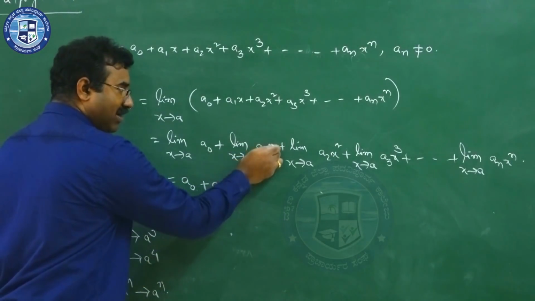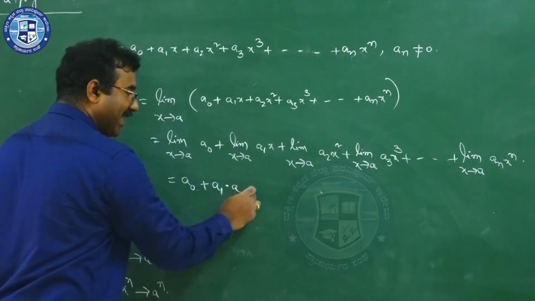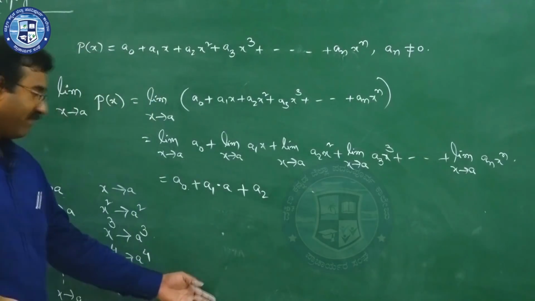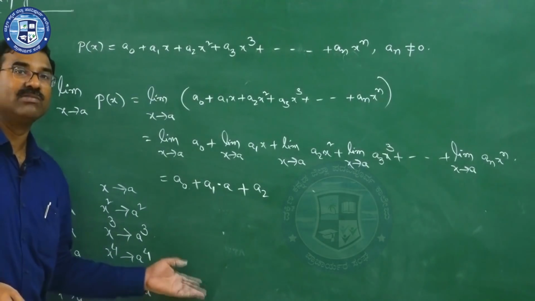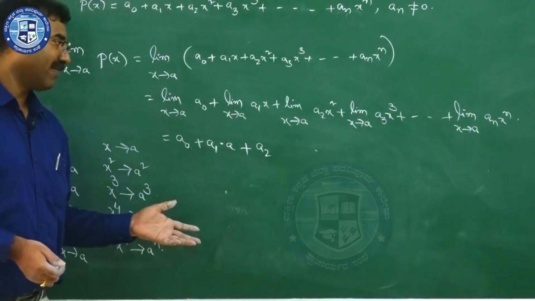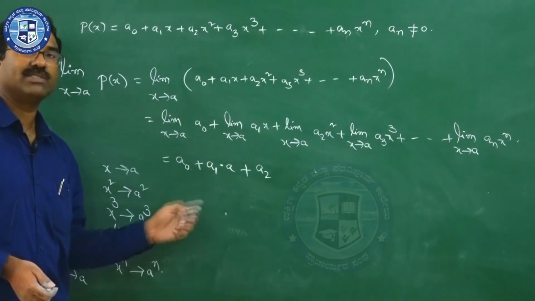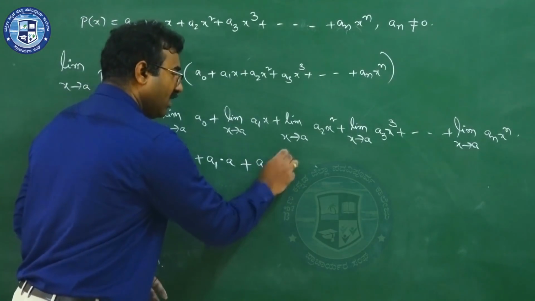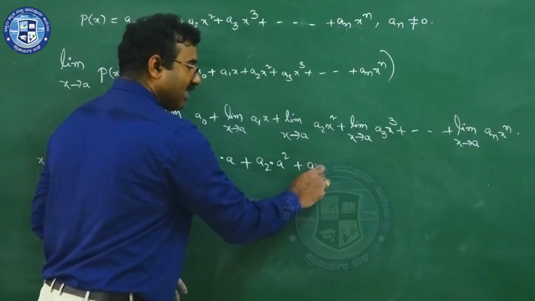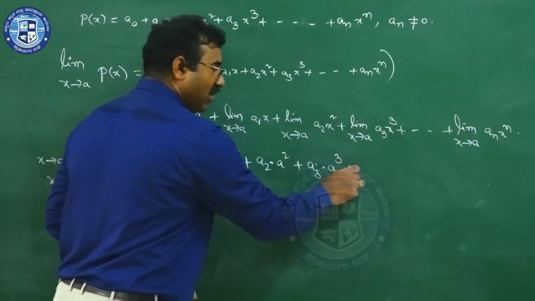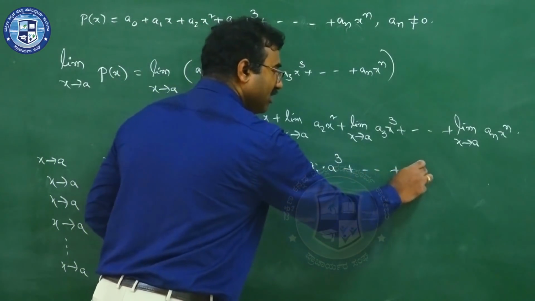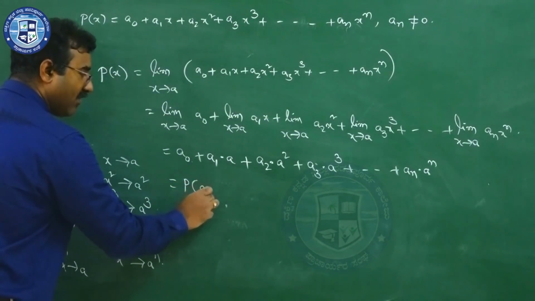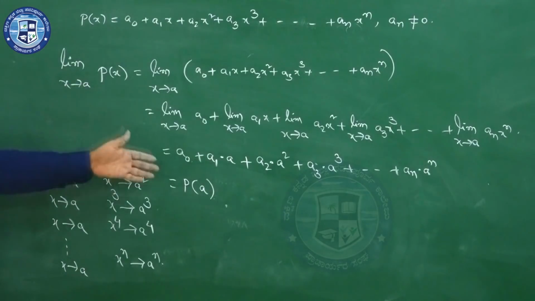Then when x is coming close to a, a1 is a constant, so we can write it outside, because of the fifth point I told you: limit x tends to a of lambda times f(x). So lambda times limit x tends to a of f(x) we can write. a2 into a square, a3 into a cube, and so on, an into a power n. So this is nothing but p of a.